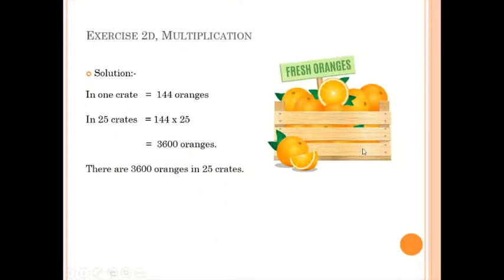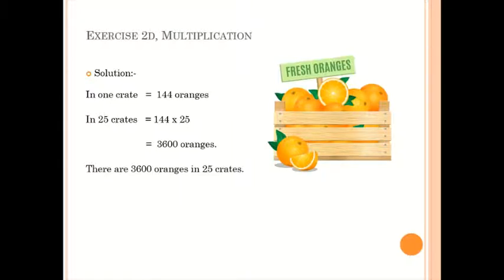So write solution. Simple words: in one crate is equal to, use the sign of equal to, 144, and what is that? Oranges. So you have to write oranges. Now you have to find how many oranges will be there in 25 crates. So write, in 25 crates is equal to 144 into 25, multiply.